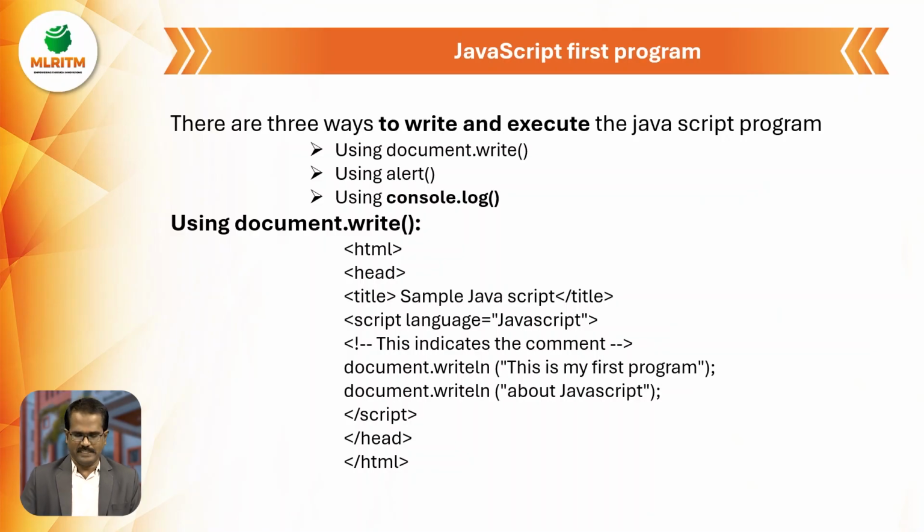Here we will see, there are three ways to write and execute a JavaScript program. With the help of these three methods, we are going to write and execute JavaScript programs. First, using the document.write method. Usually, we write JavaScript with the help of the document.write method. With the help of this write method, we are able to print a message on the screen or web page. Then using alert and using console.log. These are the three methods which can be used to write and run a JavaScript program.